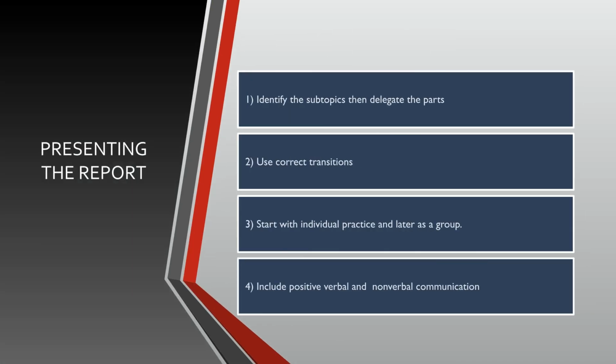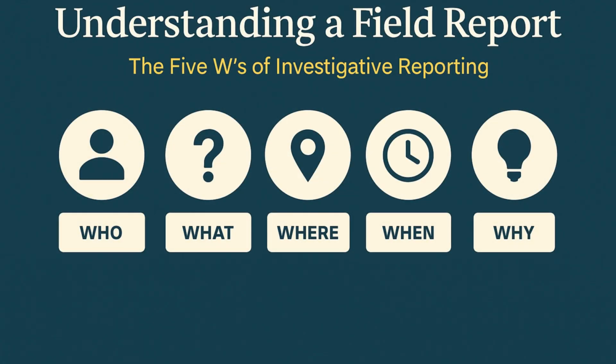For presenting the report, key steps include identifying subtopics and delegating parts, using correct transitions, practicing individually and as a group, and utilizing positive verbal and nonverbal communication. In conclusion, effective investigative reporting relies on thorough data collection and clear analysis, guided by the 5 W's. This ensures a comprehensive and impactful field report.